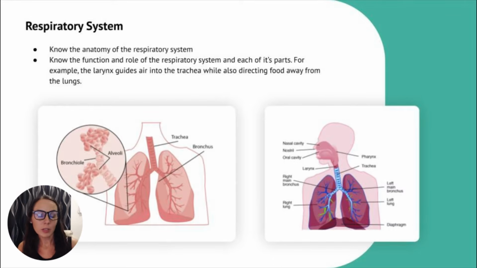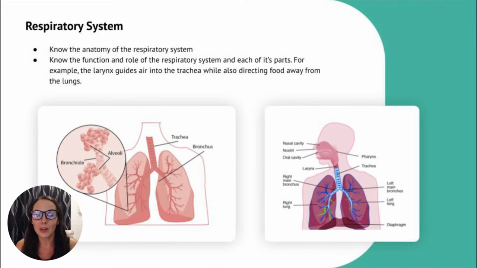Okay, so you're also going to want to know how air travels. It starts from traveling down the larynx, down to the trachea, which is also known as your windpipe, then branches into bronchi, which are further divided into smaller bronchioles, and they lead to the tiny air sacs called alveoli. And that's where gas exchange occurs.